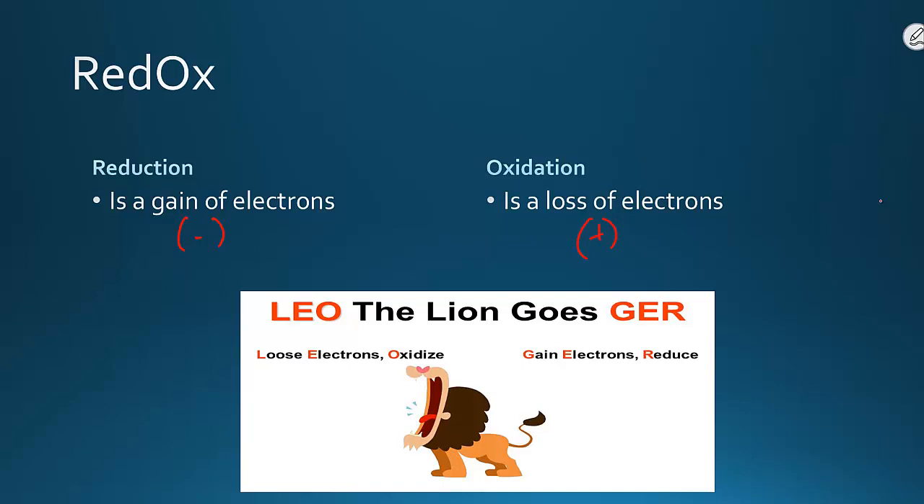It becomes more positive. So you can remember it as LEO goes GER. Loss of electrons is oxidation. Gain of electrons is reduction. Personally, I remember OIL RIG. Oxidation is a loss. Reduction is a gain. You just need to remember that we're talking about electrons.